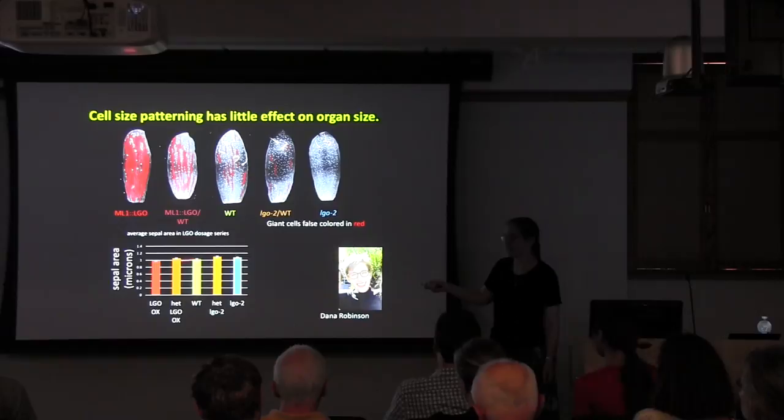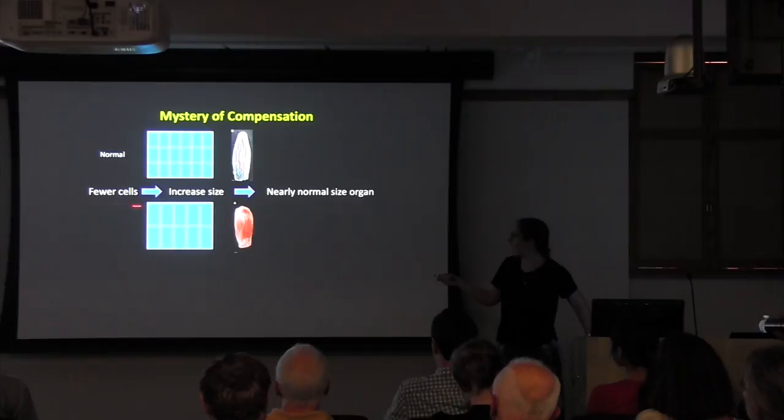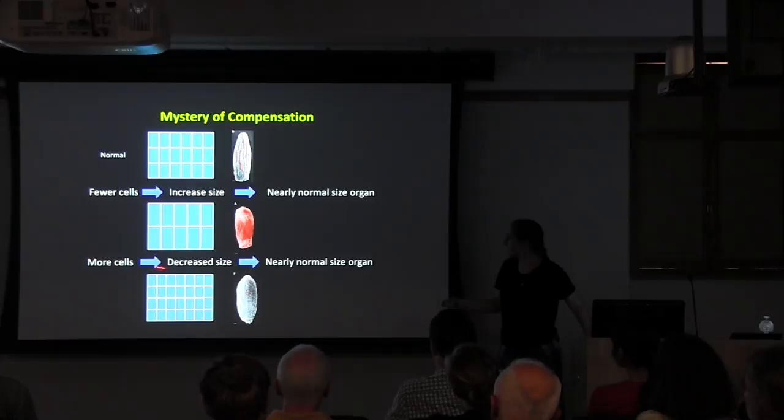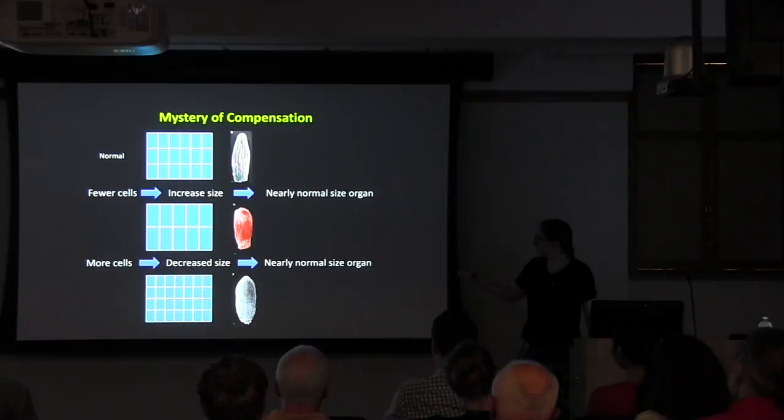So this brings up the mystery of compensation, which is well known in plant biology. When some perturbation happens and there's fewer cells, they increase their size to get nearly normal organ size. Whereas if there's more cells, they decrease their size to get nearly normal organ size. So obviously, organ size is much more complicated. What we've seen is that the way this happens is in part because growth does not depend on cell division.